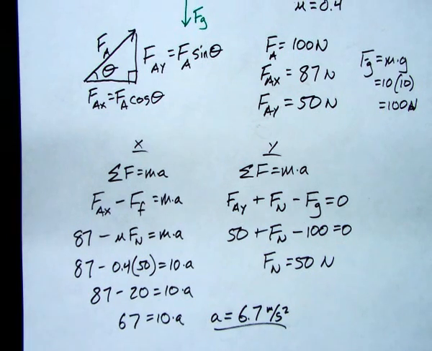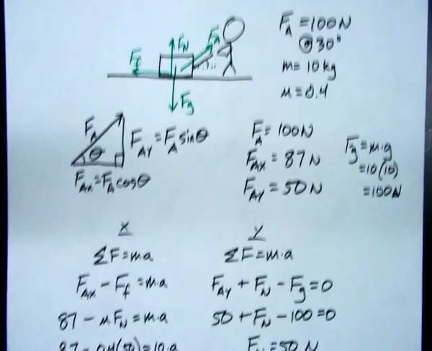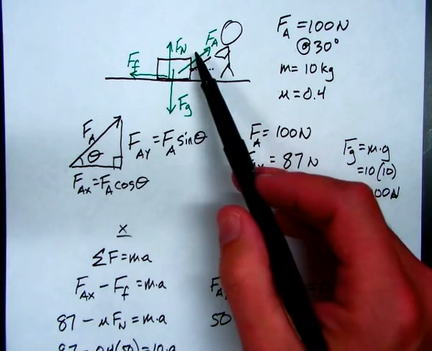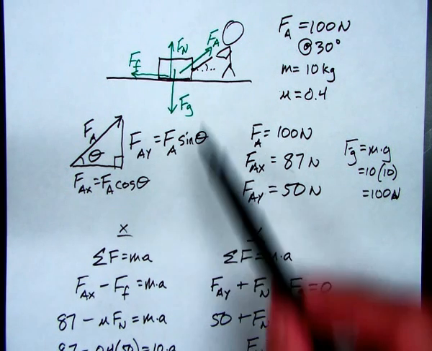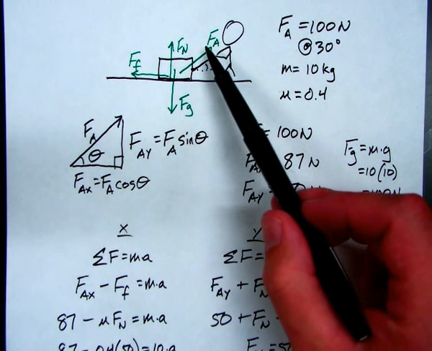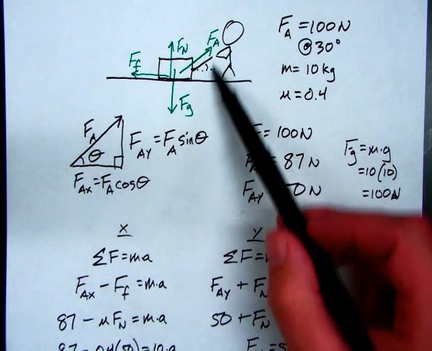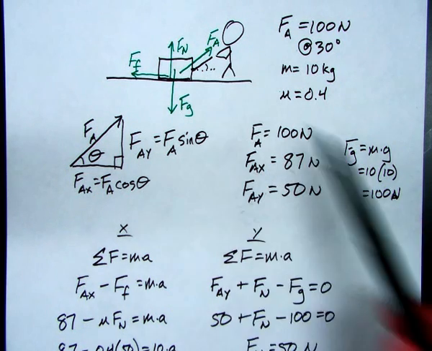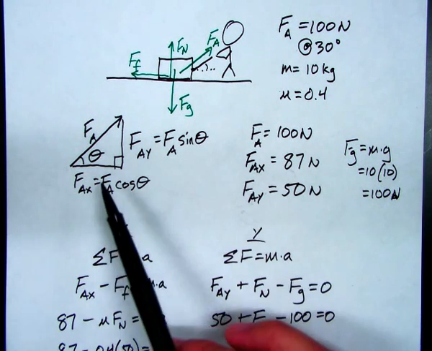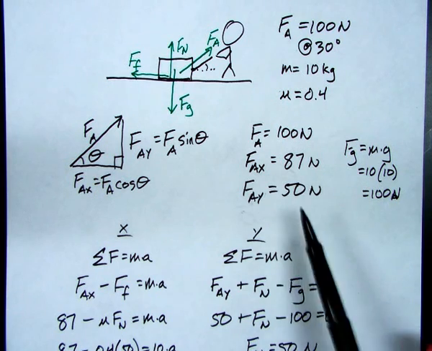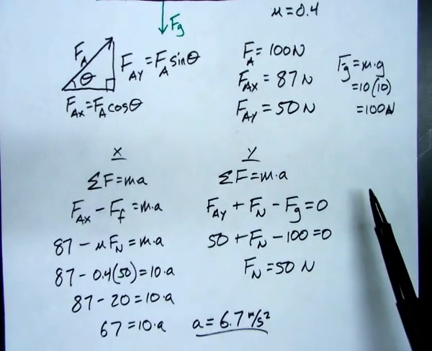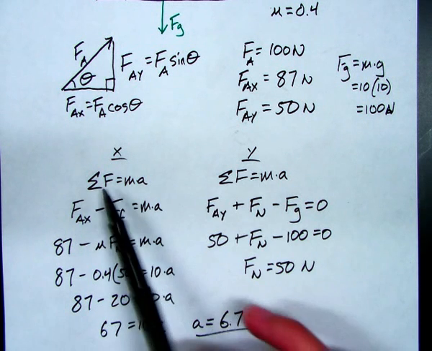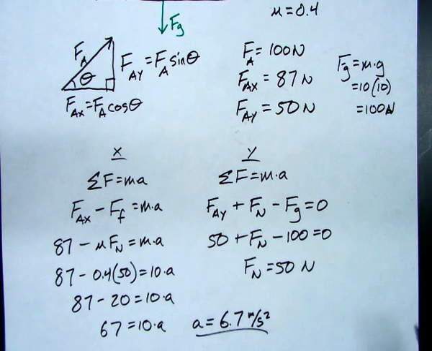So, once again, I started with a force diagram. I draw my forces in all their appropriate directions. Any angled force, I work out the vertical component and the horizontal component by using my trig triangle here. Once I know those components, and once I know the force of gravity, then it's a matter of setting up Newton's second law in x and in y. I put in what I know, and I solve for what I need.